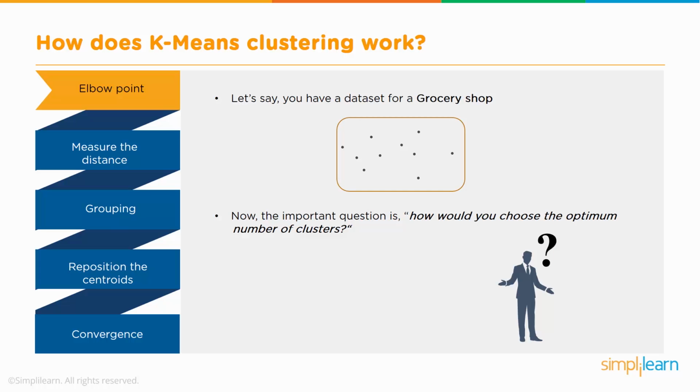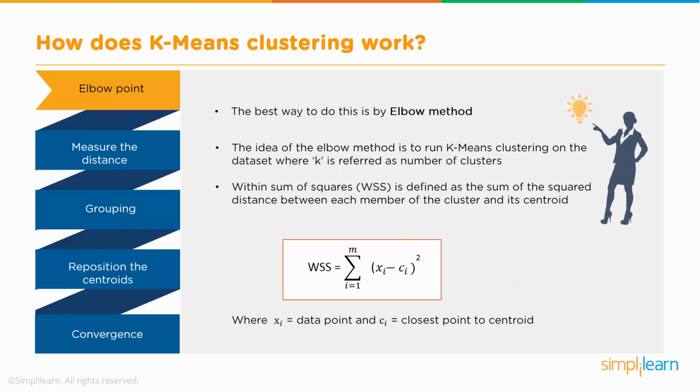Let's take an example. Let's say we have a data set for a grocery shop, and now we want to find out how many clusters this has to be spread across. So how do we find the optimum number of clusters? There is a technique called the elbow method.